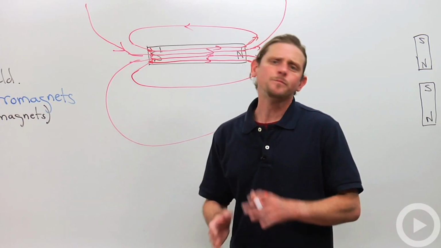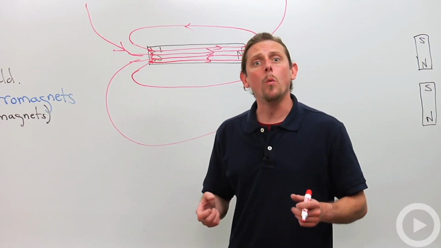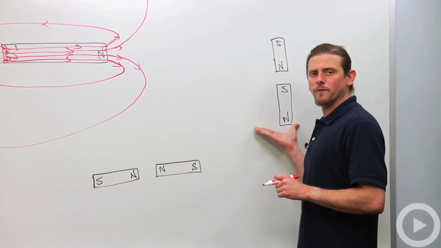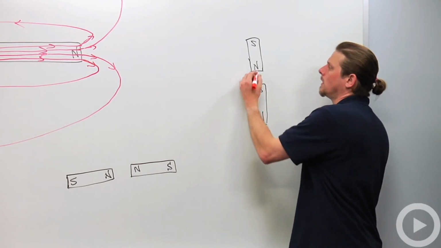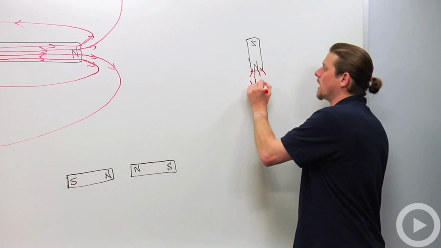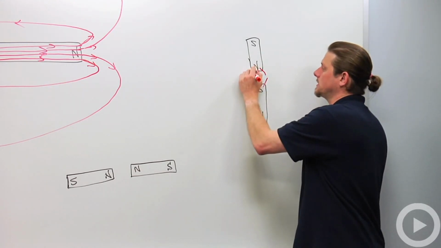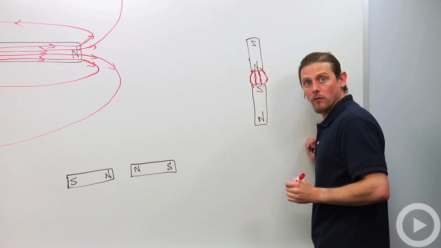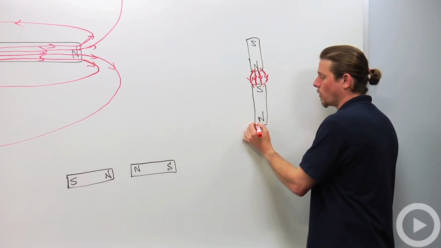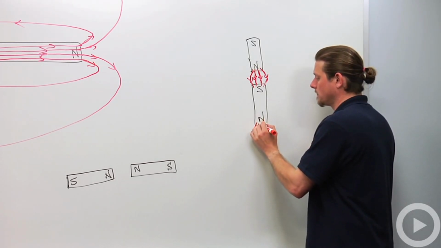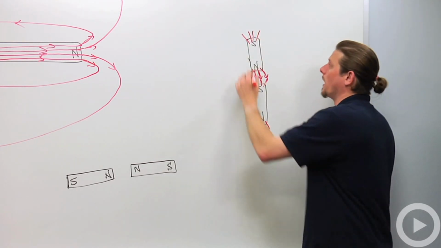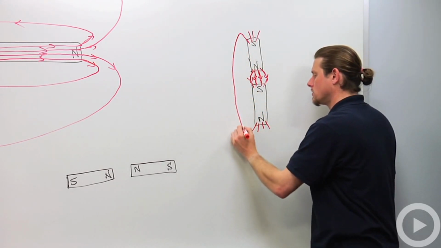All right, now let's see what magnetic field lines do when we take two magnets and we put them near each other. Let's consider this one first. So we've got a north pole. That means that we've got field lines coming out. We've got a south pole, field lines coming in. Well, geez, that's easy. There we go, right? So it'll be just like that going down. All right, what about here, north pole? Field lines coming out. Here, south pole, field lines coming in. So we'll connect again, just like this.